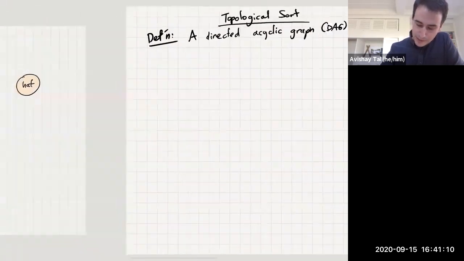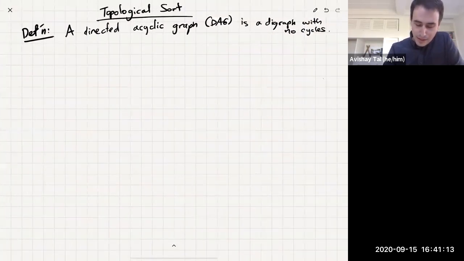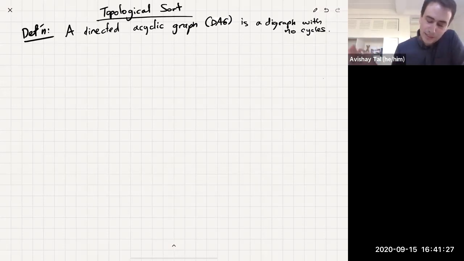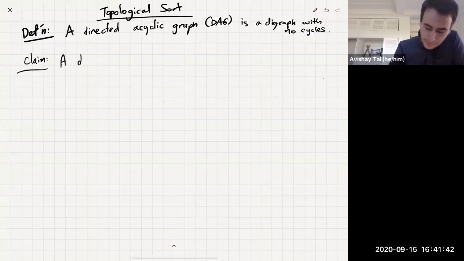The type of graphs on which there exists a topological sort is what's called directed acyclic graphs. What are directed acyclic graphs, or DAGs? These are directed graphs that have no cycles. So this is just a definition: a directed acyclic graph is a directed graph with no cycles. And now the claim is that if we have a digraph, we can check if it's a directed acyclic graph.